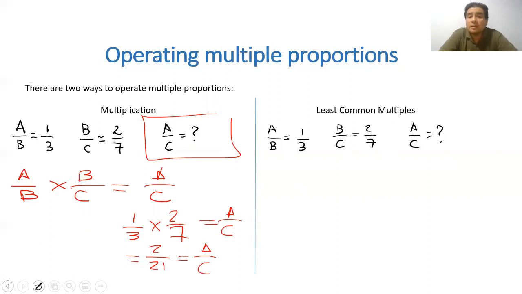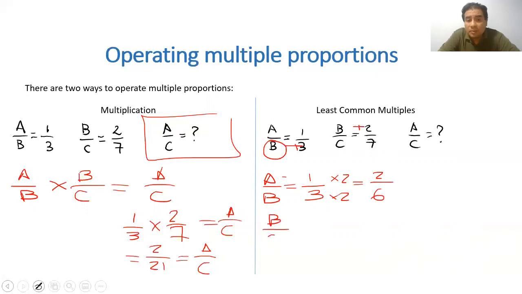What about the method of least common multiples? What we need to do is try to make equal the value of the repeated letters. For example, B here is 3, but here it's 2. We need to make the values alike because they are supposed to represent the same value, right? For example, I can multiply here A over B, which is 1/3 times 2 over 2. So I have 2 over 6. And I can do the same with B over C, which is 2 over 7. I multiply by 3 over 3. I have 6 over 21.